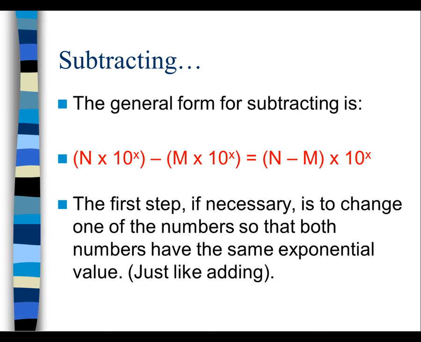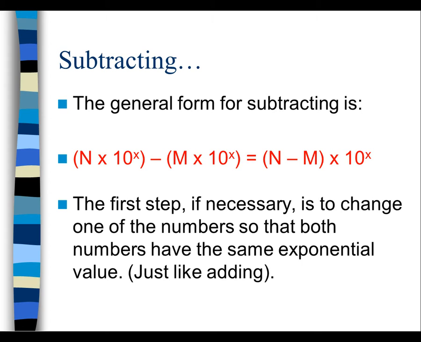So subtracting. The general rule form for subtracting is for any number n times 10 to the power of x, minus m times 10 to the x power. You need to make sure that you can have them both be the same, so that x is going to be the same number. So it's n minus m. So n as in Nancy minus m as in Montana.